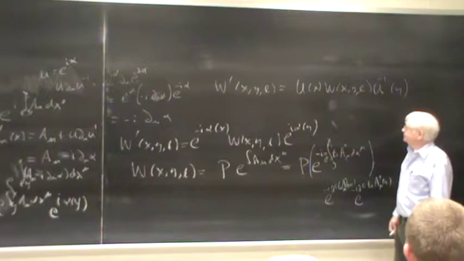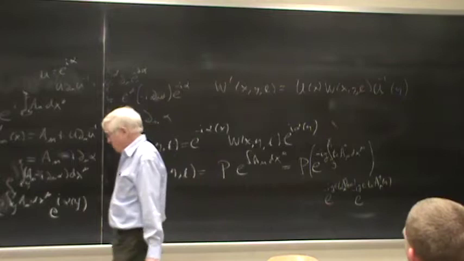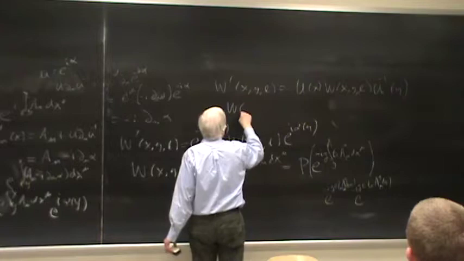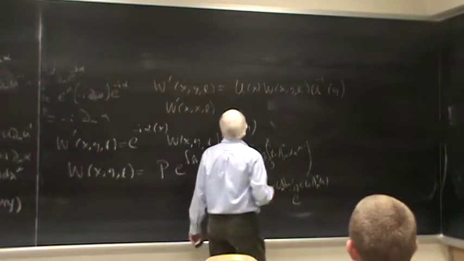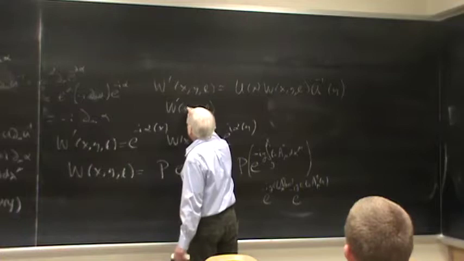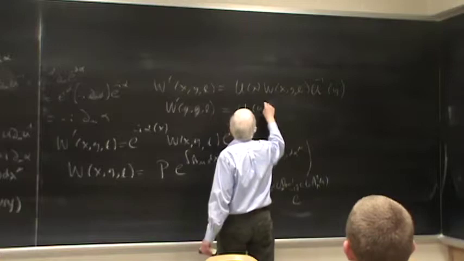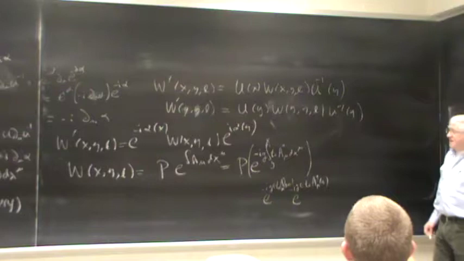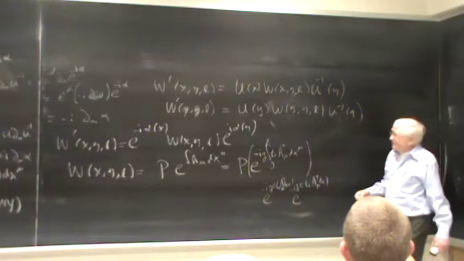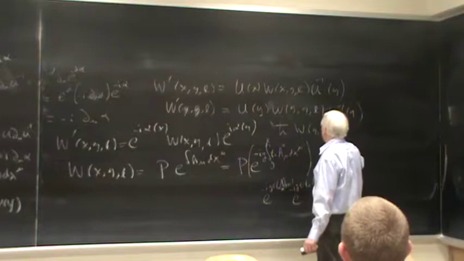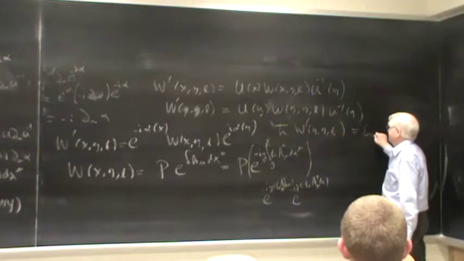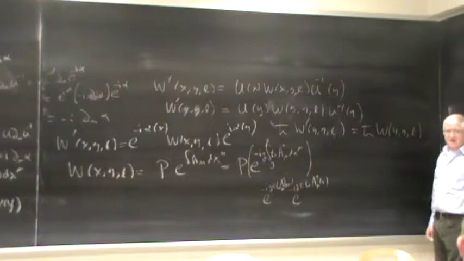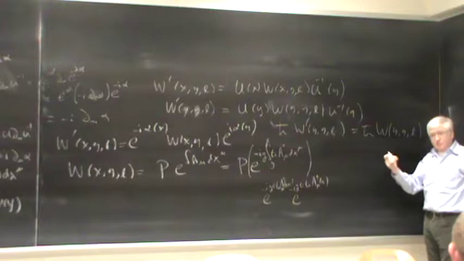Now you can see what motivated Wilson, namely, that if you consider W prime of x, x, L, or equivalently y, y, L. Maybe I should have done that. Well, how does this one transform? It would be U of y, W of y, y, L, U inverse of y. Now, it's not gauge invariant, but it does have a very nice property. It transforms in a way such that if you took the trace of W of y, y, any loop, this thing is the same as the trace of W of y, y, L. So the trace of a Wilson line that's closed is gauge invariant.